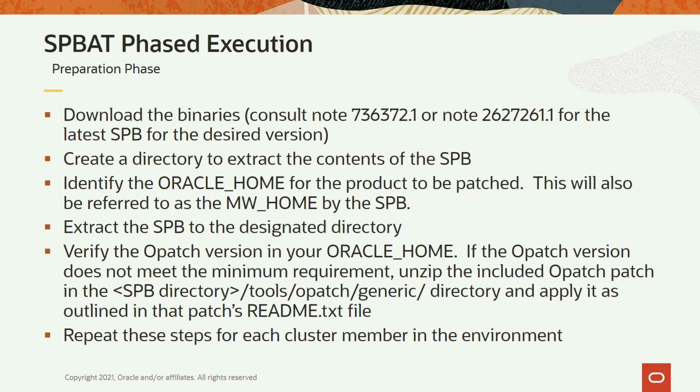Once you extract the SPB to the designated directory, you can verify your OPatch version by running the OPatch version command, $ORACLE_HOME/OPatch/opatch version. If your OPatch version doesn't meet the minimum requirement, which is explained in the readme.html that comes with the SPB, then there is an OPatch patch that you can use to get your OPatch to the current version.